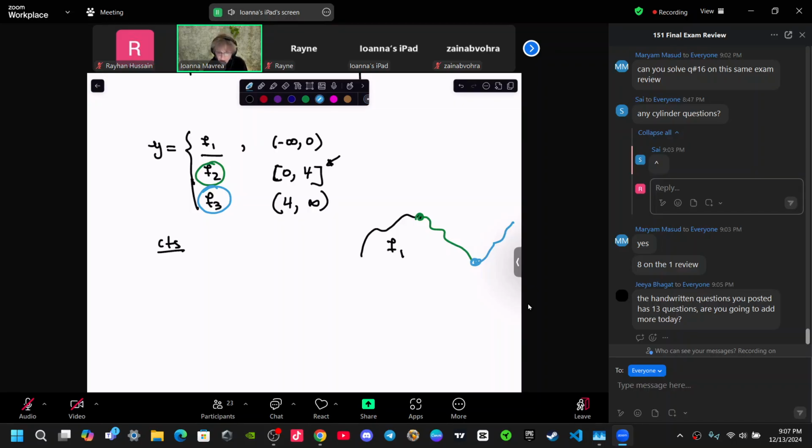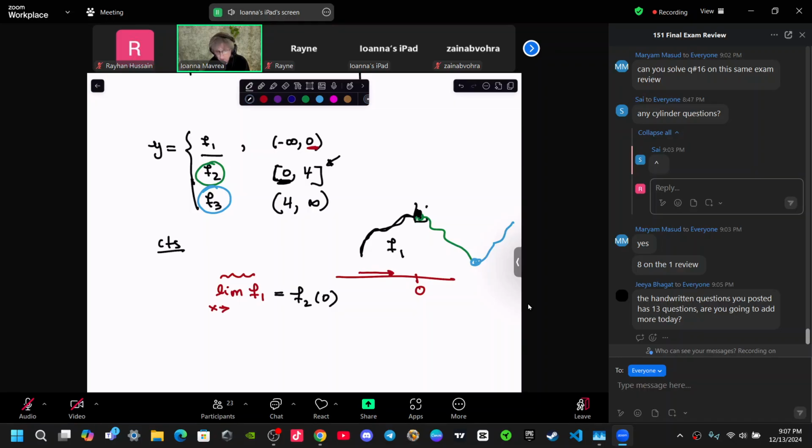So if it's continuous, then the limit of F1, the first piece, F1 is the y coordinate, as x goes to 0, here's 0. This tells you what the y coordinate is approaching, whatever that number is. That must be equal to the value of the function at 0. 0 only belongs in the second piece, so it's going to be the value of the function at 0. Right?